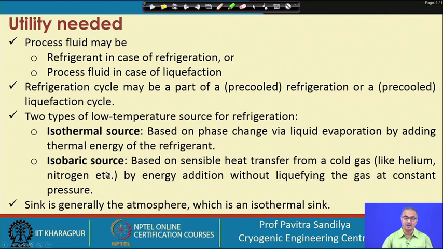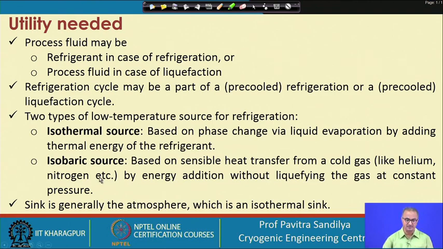And then we have an isobaric source. Isobaric means there is no phase change. It is simply that the pressure remains constant, but there will be a temperature change. That means there is a sensible heat transfer during this type of isobaric source. So the cycle can run either with an isothermal source or with an isobaric source, as we shall see later.